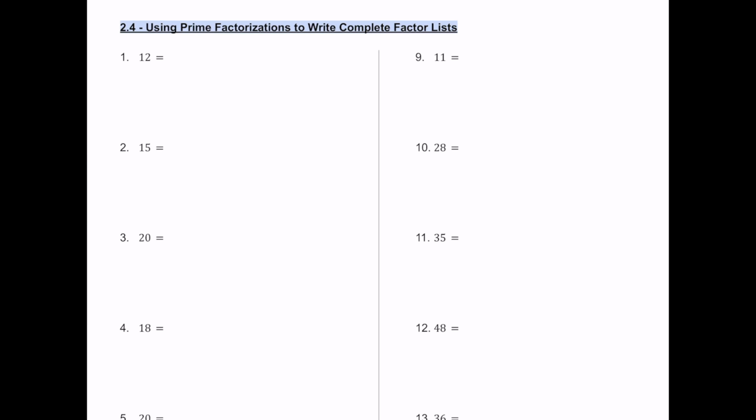For the particular strategy that I'm using in this video, I'm assuming that you already know how to create prime factorizations. If you need a refresher on how to create prime factorizations, please check out one of my previous videos where I do so using factor trees.